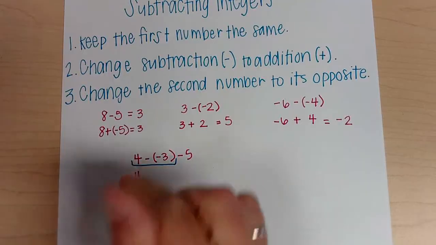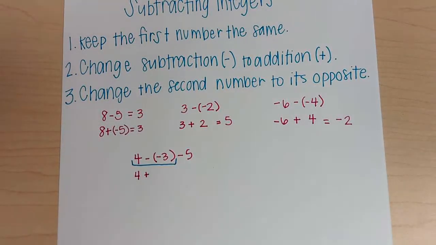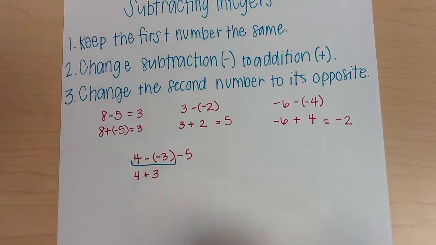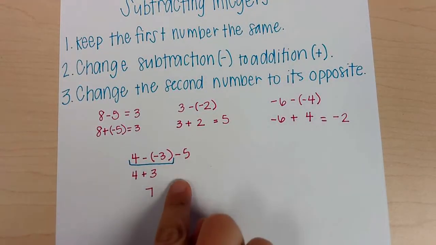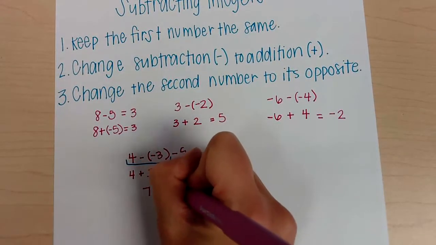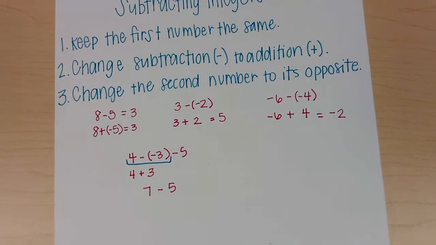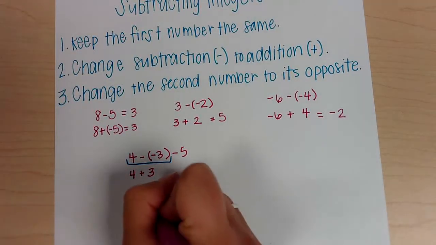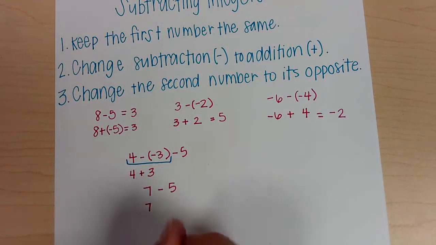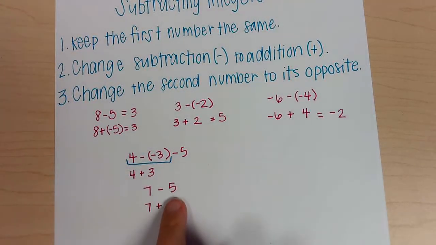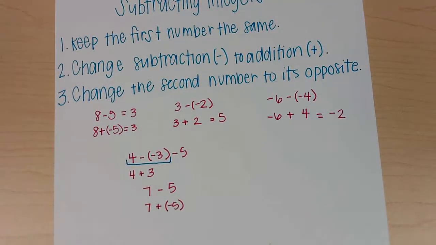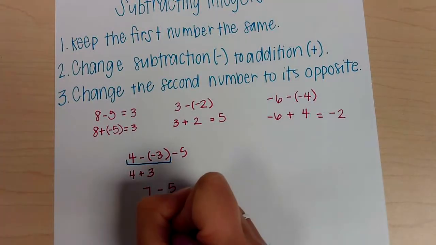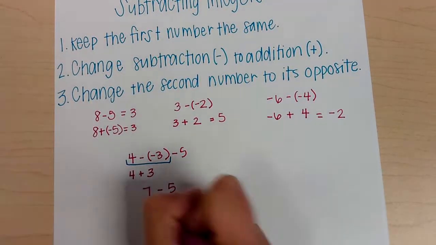4 stays the same. Subtraction turns to addition. The opposite of -3 is +3. 4 plus 3 is 7. Now I bring down my -5. Again, here I can go ahead and keep my first number, change my subtraction to addition, and find the opposite of +5, leaving me with a total of +2.